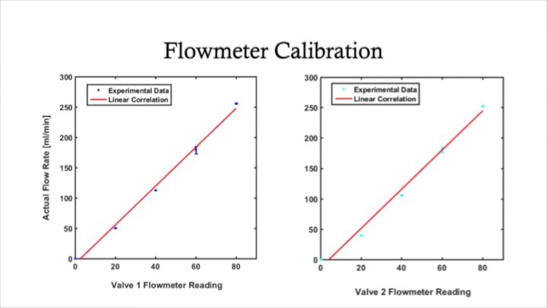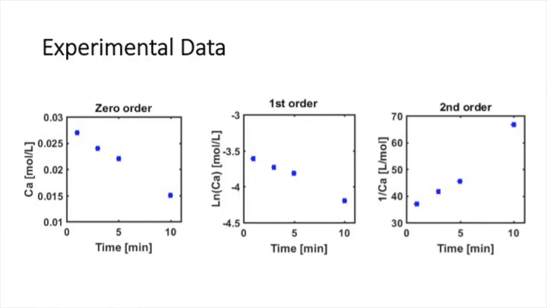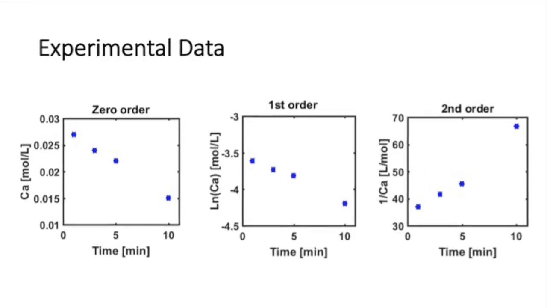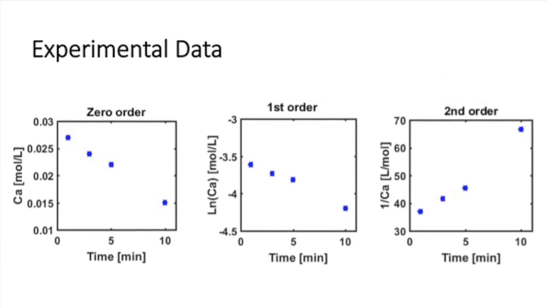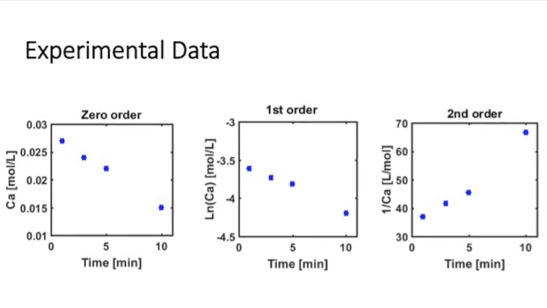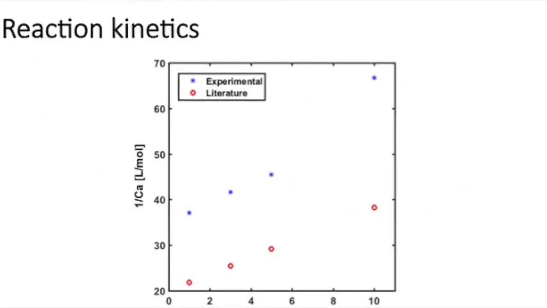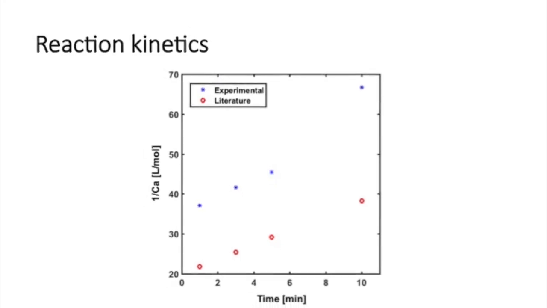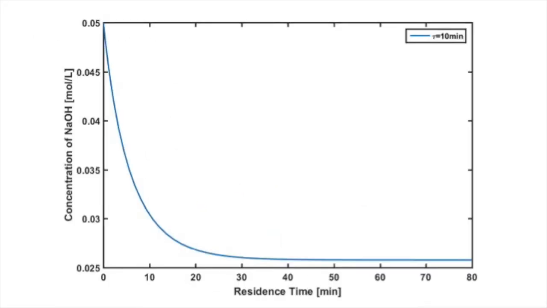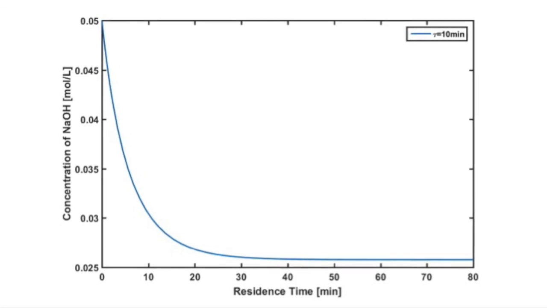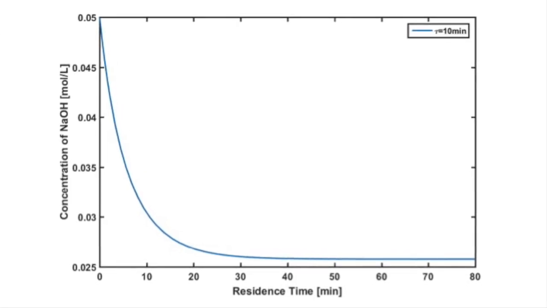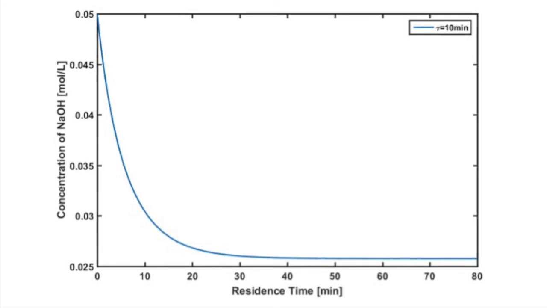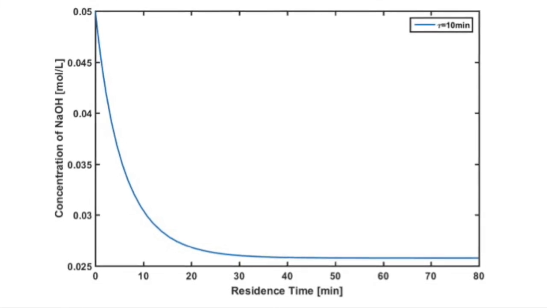Results. This plot gives us the linear correlation of the flow meter and the actual volumetric flow. These plots show the concentration of sodium hydroxide as a function of time. According to the literature data, the saponification reaction is second order. The experimental data was compared with the theoretical data by using the reaction rate constant found in literature. The steady-state time of the CSTR was obtained by the mass balance equation. As you can see, it will take shorter time to reach steady state at longer residence times.